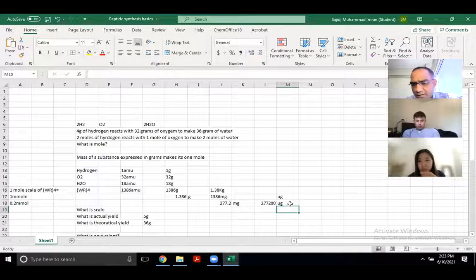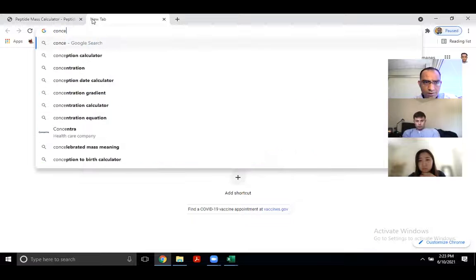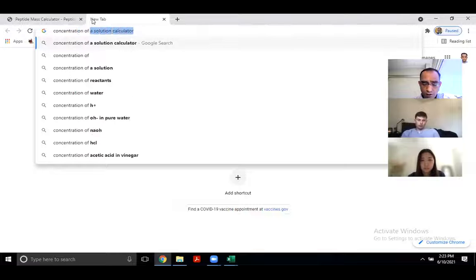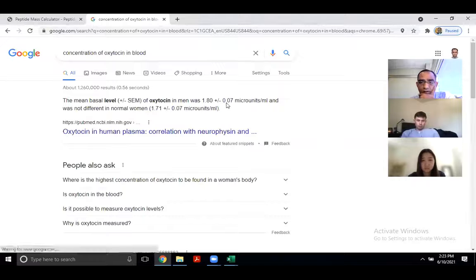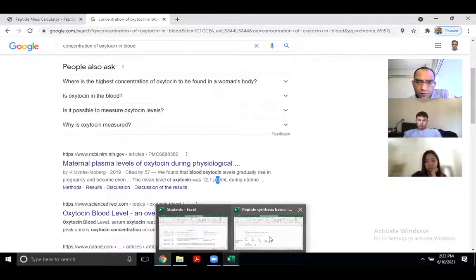Or maybe you can check the concentration of oxytocin in blood. I can do it with you right now. What is that? It's in units, so units is too much. You see that 12.1 microgram per ml, right? Usually these things are in micrograms, micro units. It's micro unit, and unit should be a very small amount. So we will have to dig out what is unit.